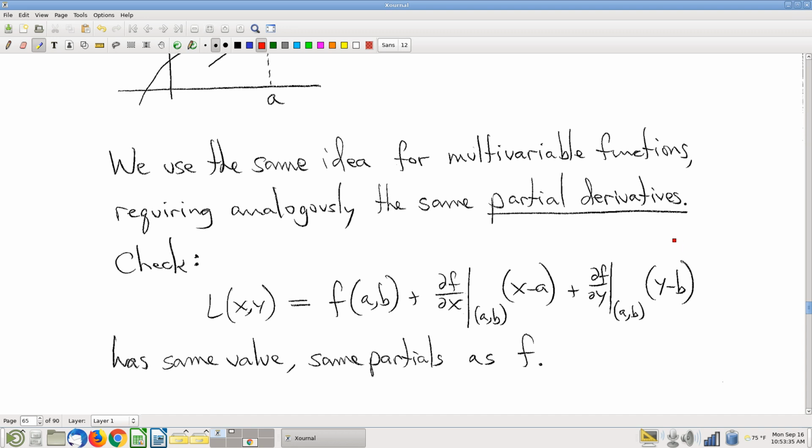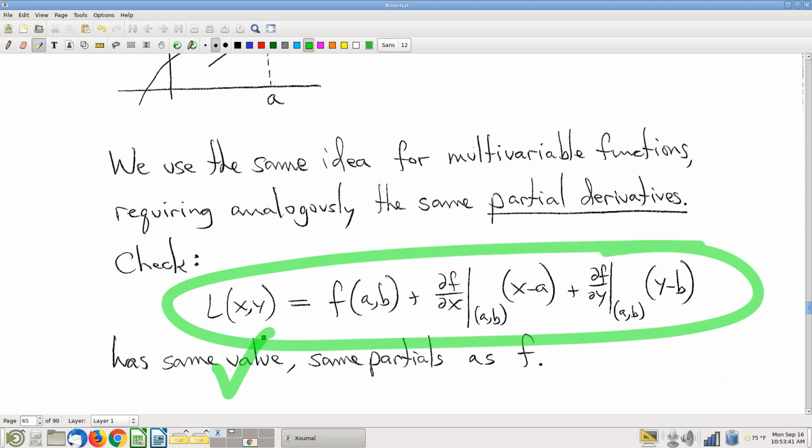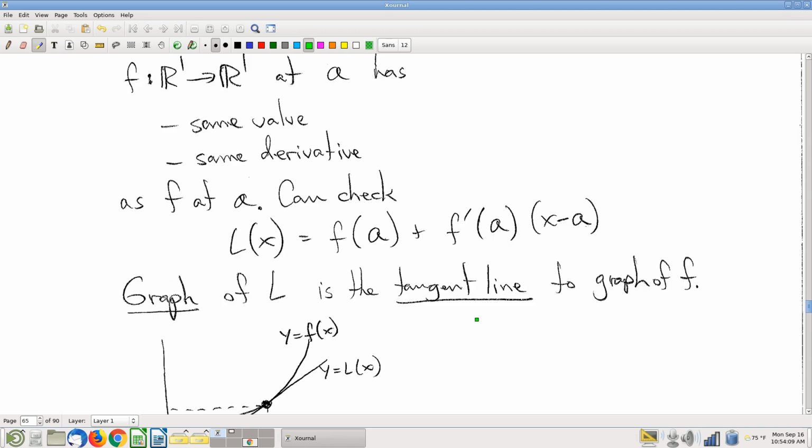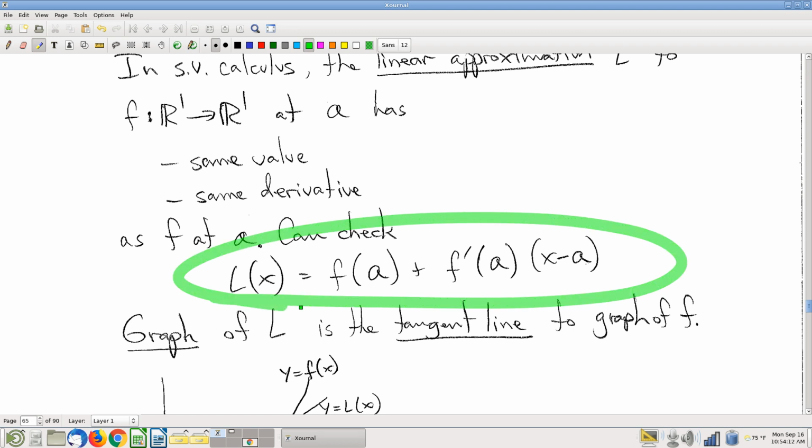This function has the same value as f. If you were to plug in the point (a, b), L(a, b) is equal to f(a, b). It's got that same value. And furthermore, if you were to take the partial of L with respect to x, and the partial of L with respect to y, you're going to get the exact same values as the partials of f with respect to x and y. Okay, so again, do that exercise. It will be analogous to the exercise that you all probably did in a Calc 1 class of confirming that this function has the same value, same derivative.